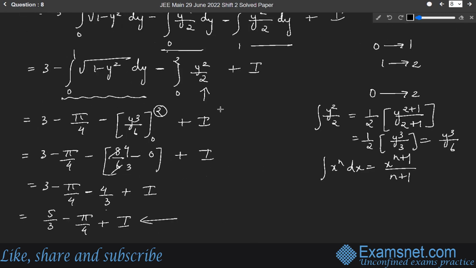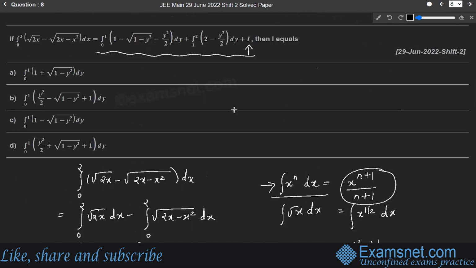But if we look at the options, they are in the form of integrals, right? They are not in the form of constants or numbers. So what is the value of I? It is actually 1 minus pi by 4. But we have to write this value in the form of an integral. Okay. So for the first term, it is very easy. Integral of 1 will be 1 because it is a constant. So 1 can be written as the integral of 1. Okay. And in all the options, the limits are 0 to 1. So the limits are 0 to 1.